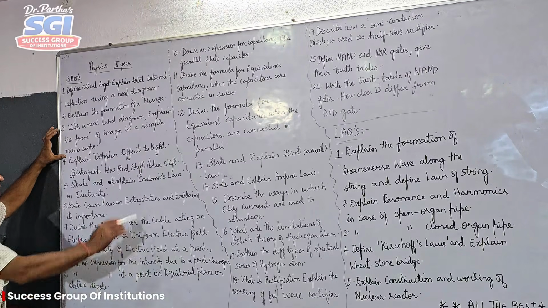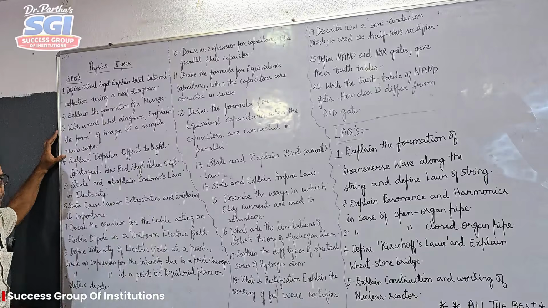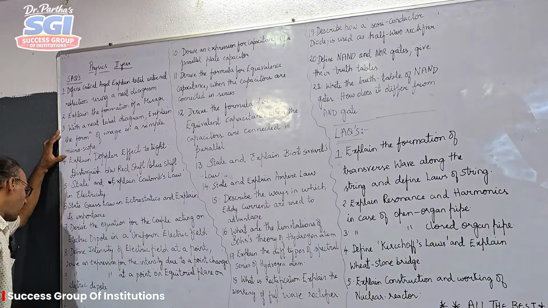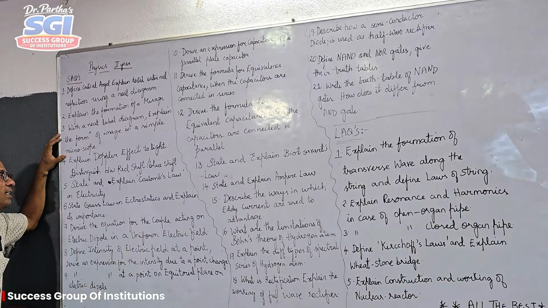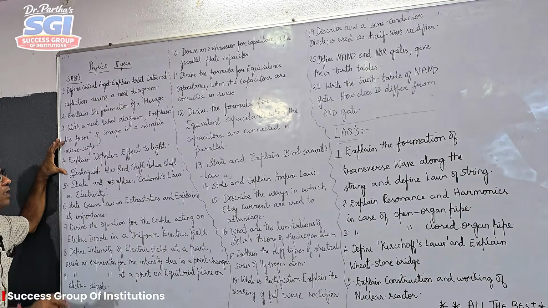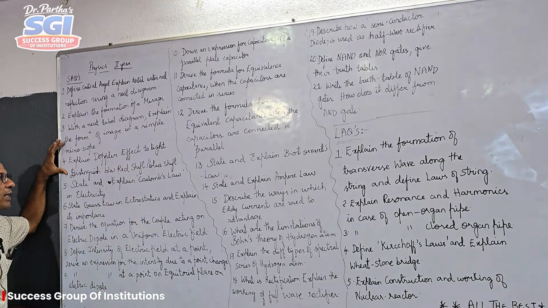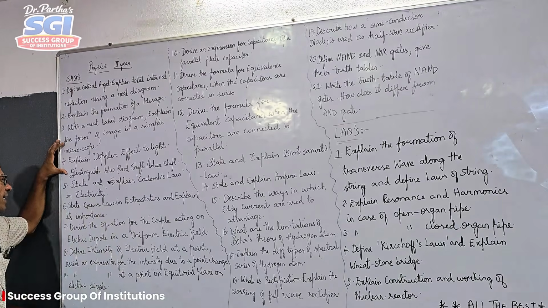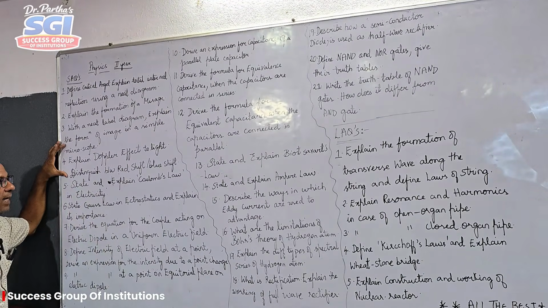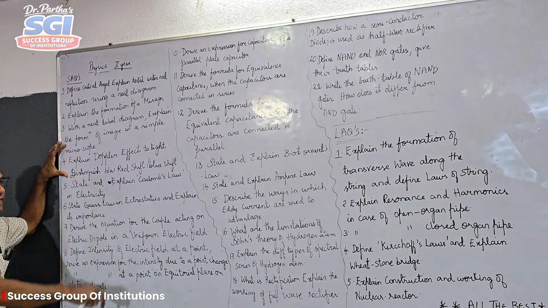Fourth question is explain the Doppler effect in light. Means in light, what is the condition of the Doppler effect? Now you have to give the difference between red shift and blue shift also in the case of the Doppler effect of light. Next, state and explain Coulomb's law in static electricity.